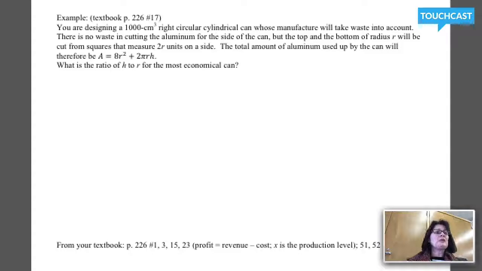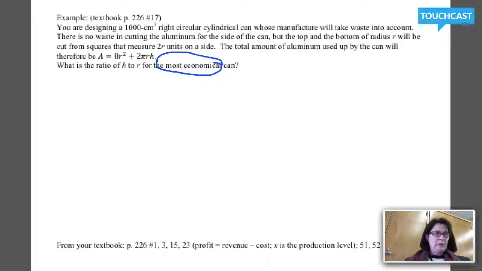The total amount of aluminum used up by the can is going to be, this A is for surface area, or the area of the aluminum that we're using, 8r squared plus 2 pi rh. So now we have our question: what is the ratio of h to r for the most economical can? And that's our sign here. We need a sign every time we're having an optimization problem. This is most economical. You could say cheapest. Just knowing that the thing that costs money in this operation is the material for building the can. So it's not about how many rivets it takes or how much you have to pay the workers. It's about how much aluminum actually gets used up. Remember, some of it's getting wasted too when we make a can.